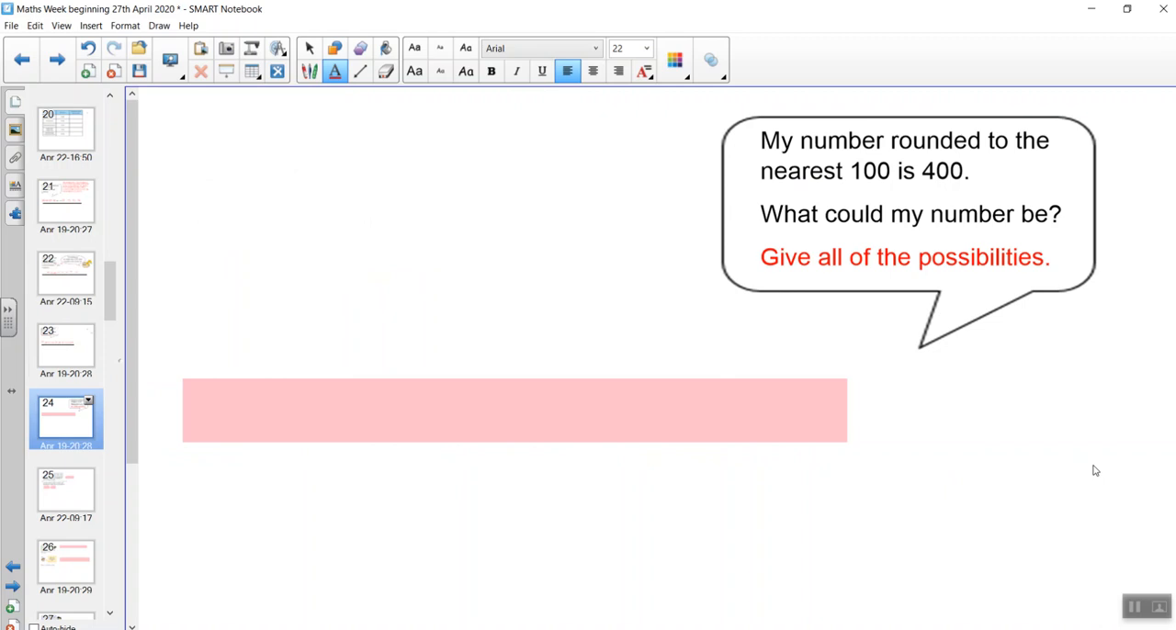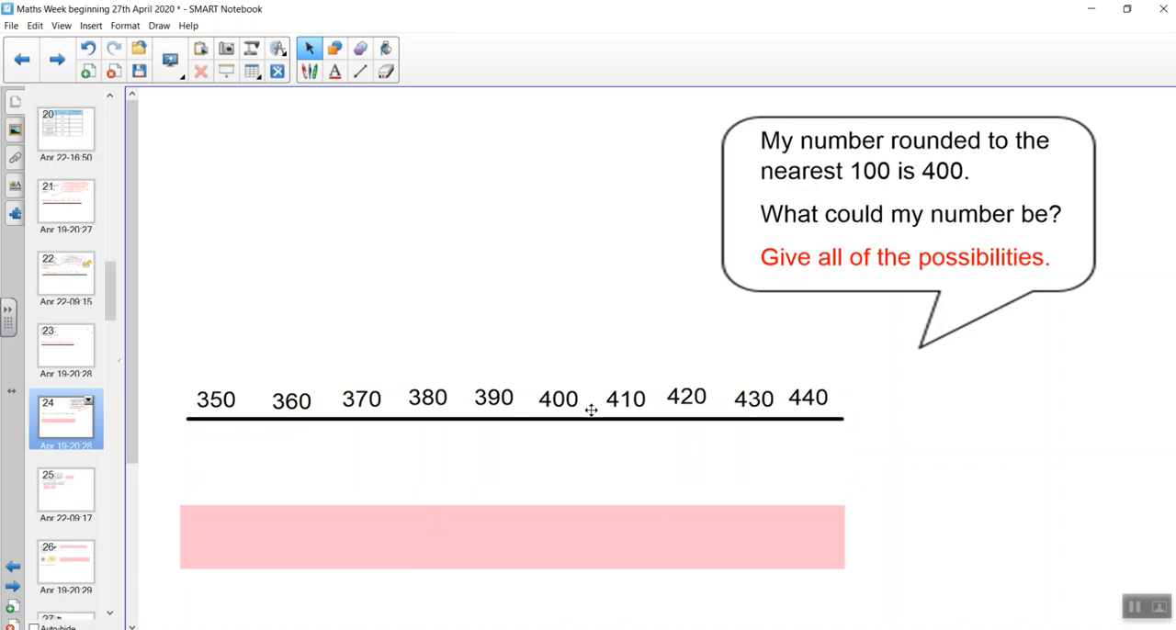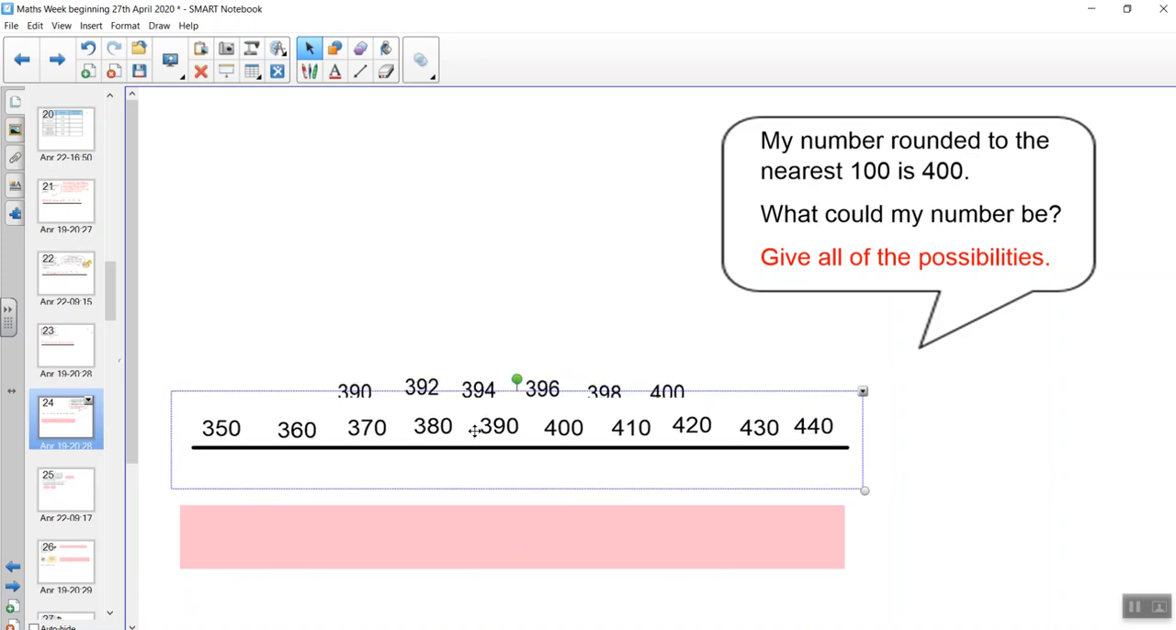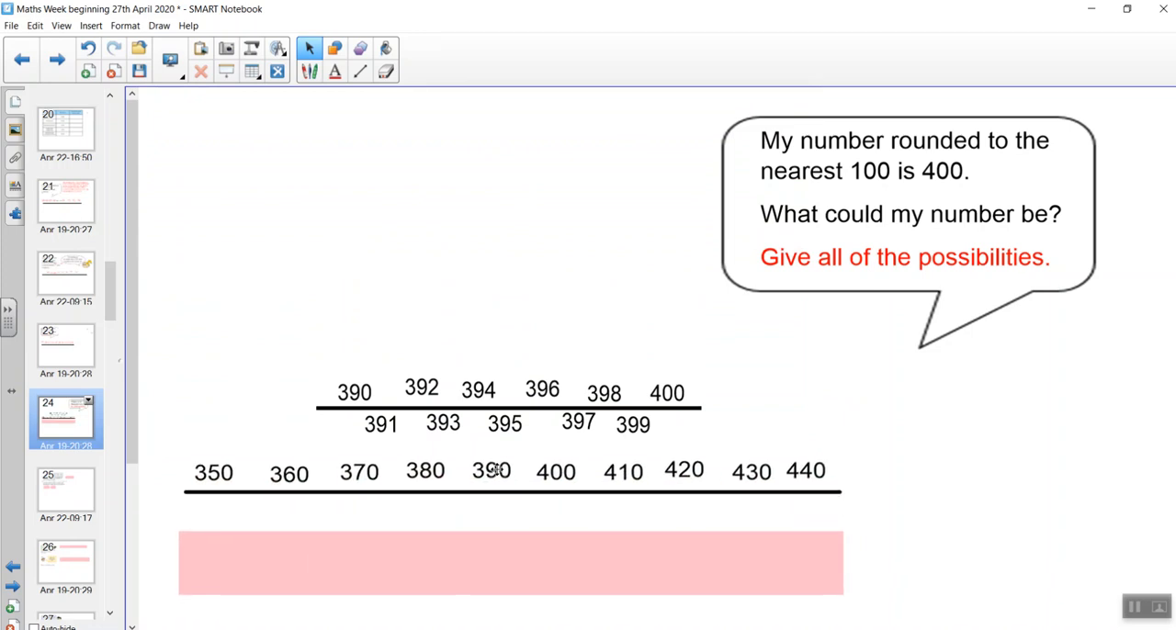Pause the video and have a go. Now, some of you might have had a go at doing it a little bit like this. And these are all the multiples of 10 that would round to the nearest 100 and give us 400. So that's some of the possibilities. But this one was a little bit trickier because if I just move that down a little bit, move my pink box out of the way, say I took, for example, 390, then all of these numbers would also round to 400.